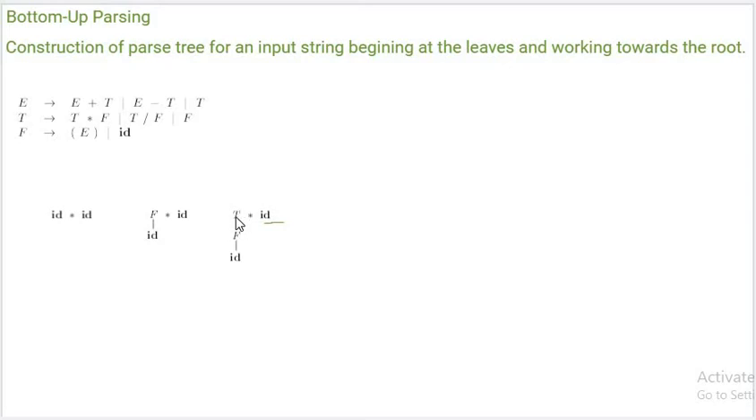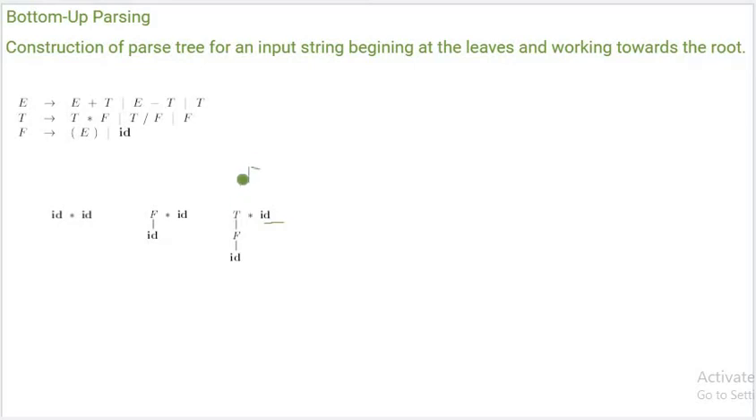Now we can try to have T as a handle. If you have T as a handle, then you have a production E tends to T. So T matches with the handle, right? So we can reduce T as E. But if you do so, what happens is that, let me just show you, just a minute.